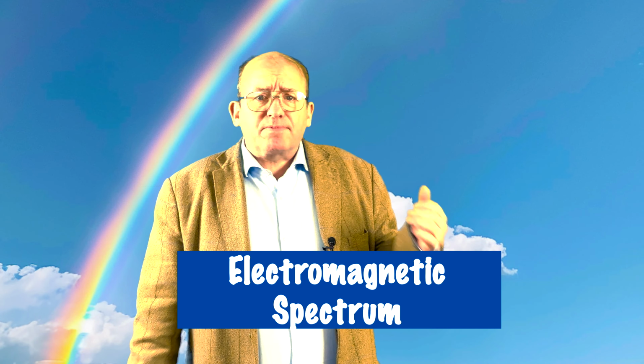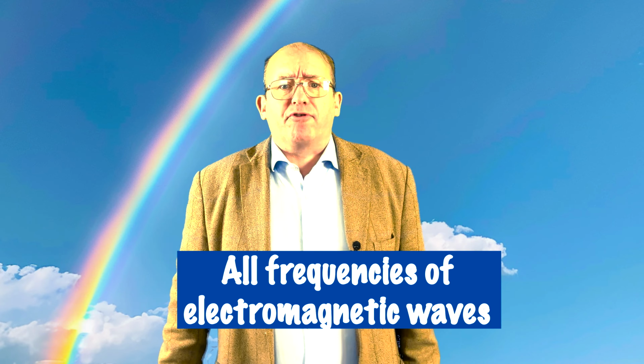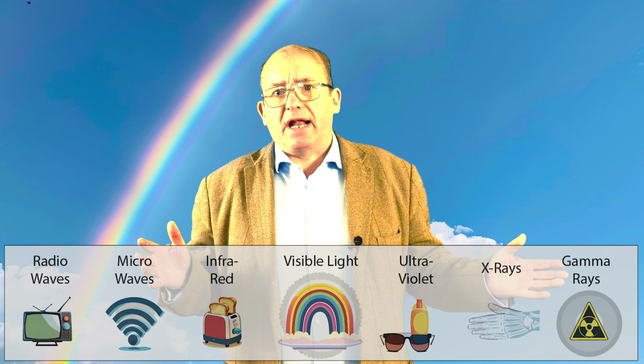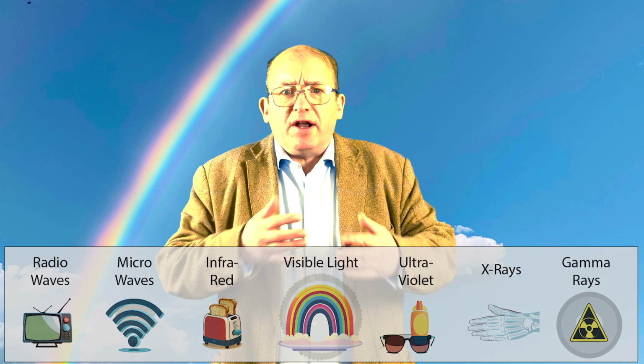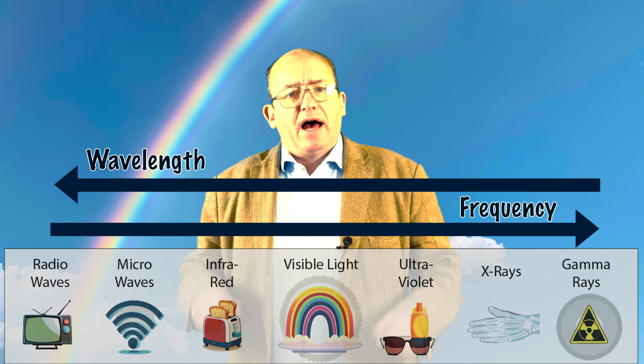The electromagnetic spectrum is a range of frequencies that covers all electromagnetic waves. Here we have the electromagnetic spectrum, which is divided into regions based on wavelength and frequency. At one end we have low frequency, long wavelength radio waves. They're used in communication with things like radio and TV signals.